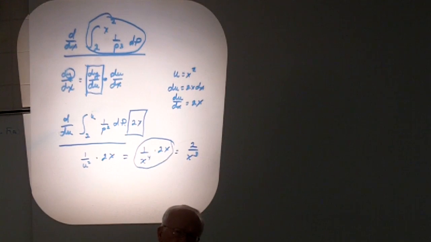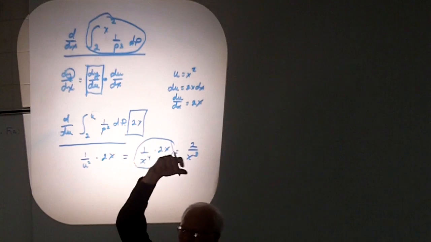Do you have to do all that u junk, or can't you just, we know x squared equals p, so can't you just put your x squared in for the p's then? Okay, we listened to DeVries talk.